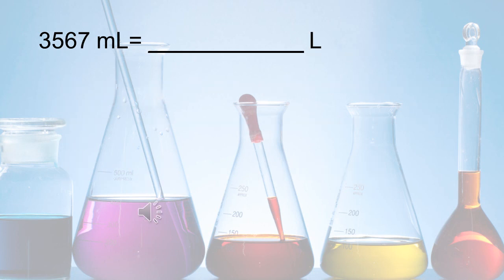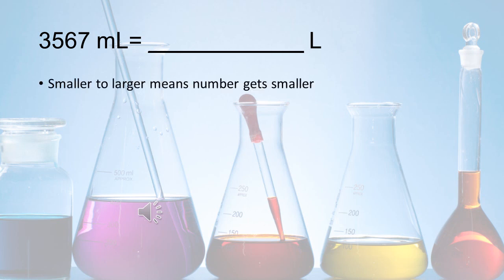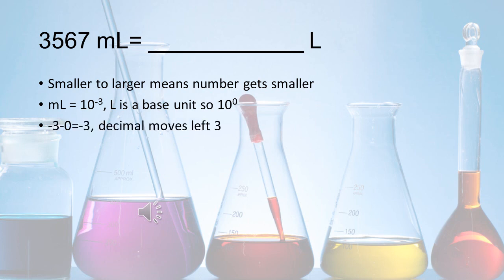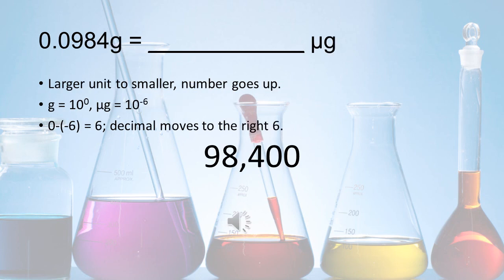In the next one, we're going from milliliters to liters. So again, our number should get smaller. Milliliters is 10 to the negative third. Liters is a base unit, so you would plug in 10 to the 0 for that. Negative 3 minus 0 is negative 3, so we're going to move the decimal to the left 3, and your answer is 3.567.